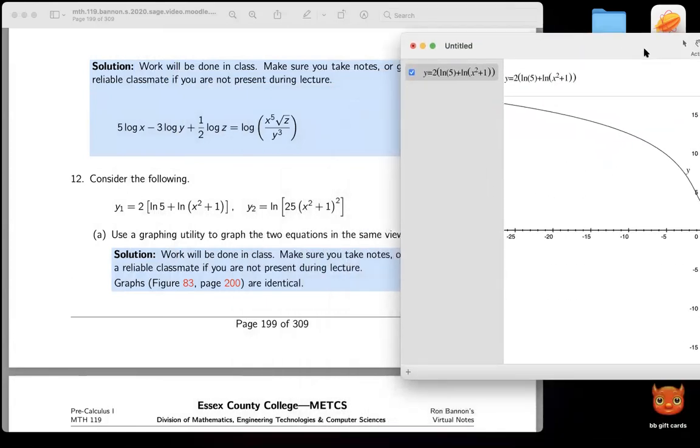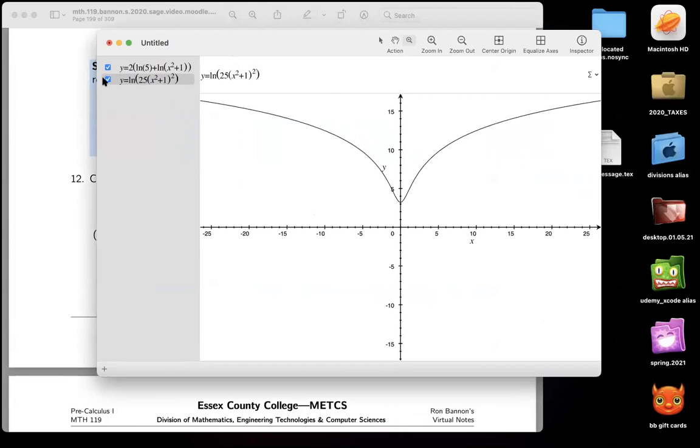I want to graph the other one though. Someone says, how do you do that? Well, I'm going to do it and see what happens. When you say the natural log of 25 times x squared plus 1 squared. All right, let's see what that gives me. Someone says, I wonder what it gave me. Let me just turn this one off and this one off. It gave me the same curve. So the condensation or expansion would give the same result, right? And that's important. Not always true though.